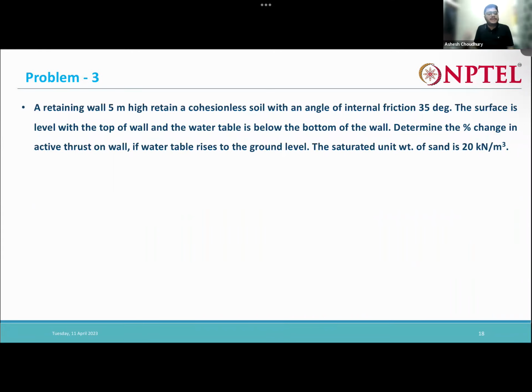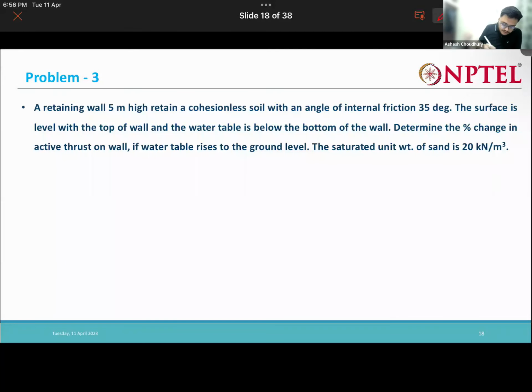So next problem: a retaining wall 5 meter high retains a cohesionless soil with an angle of internal friction 35 degree. The surface is level with the top of the wall and the water table is below the wall. Determine the percentage change in the active thrust if the water table rises to the ground surface. So it's very simple. We solve the same problem for the two cases.